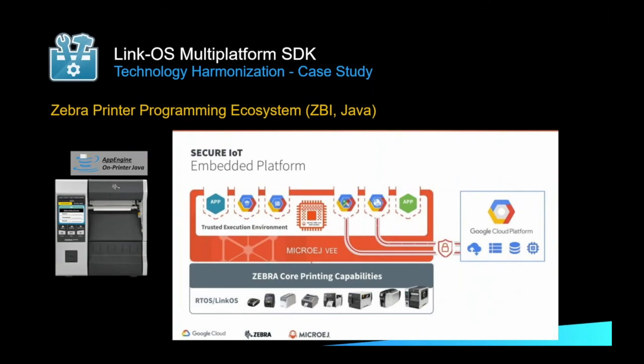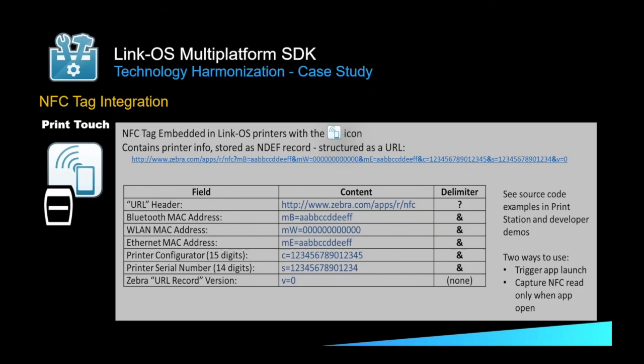Okay, going to another case of technology harmonization, we have the one with the NFC tag integration. Many of our printers come with a small RFID tag. We call this technology Printosh. And what you see here is basically how that has saved the information of the printer for easy implementation of communication. For this particular case, I'm going to focus on the second one, that's basically our MAC address.